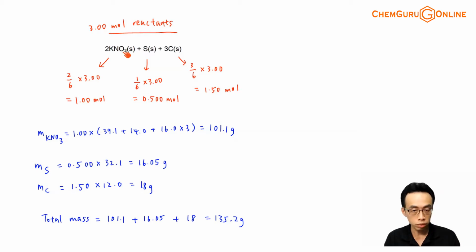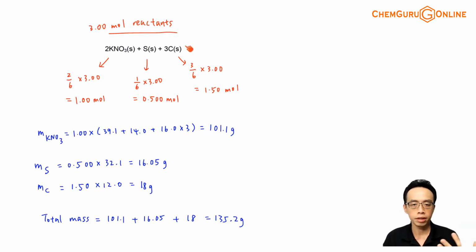So the number of moles of KNO3 will be 2 parts divided by a total of 6 parts, multiplied by 3.00 mole of your reactant. I'll get 1.00 mole of KNO3. So basically, out of 3 moles of reactants, 1.00 mole of this reactant will belong to KNO3.